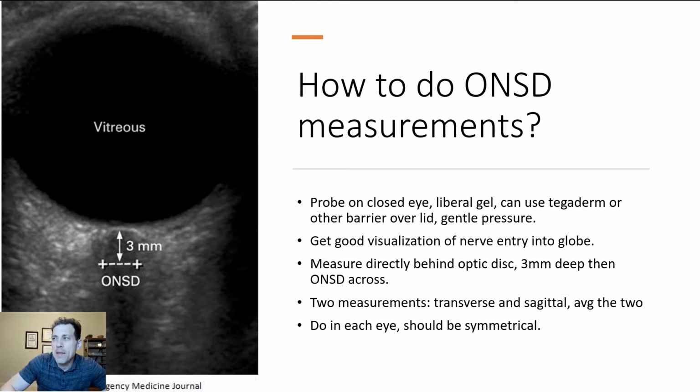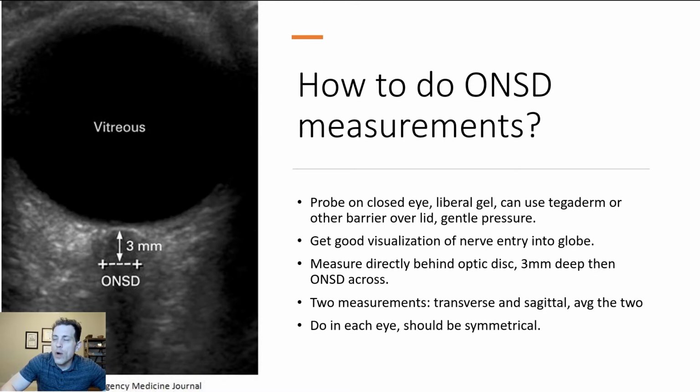We want to also take the measurement in more than one plane. Here I list transverse and sagittal, and we'll review some of the literature in reference to why we want to take this particular exam in more than one plane. And lastly, the eye should be roughly symmetric. Now, there could be some minor asymmetry, but we shouldn't really expect to see any major differences between the eyes.